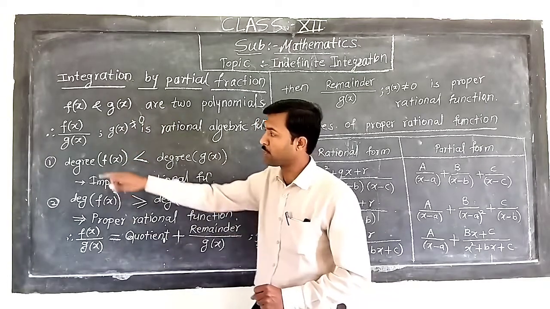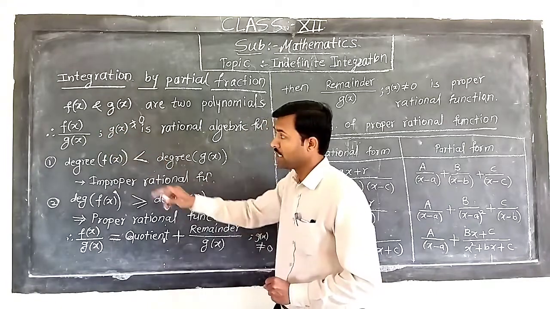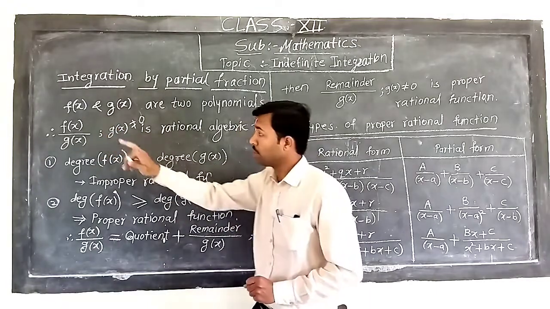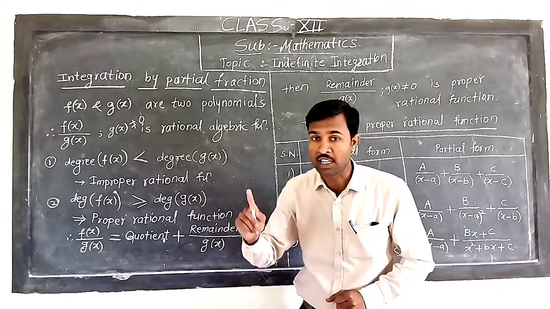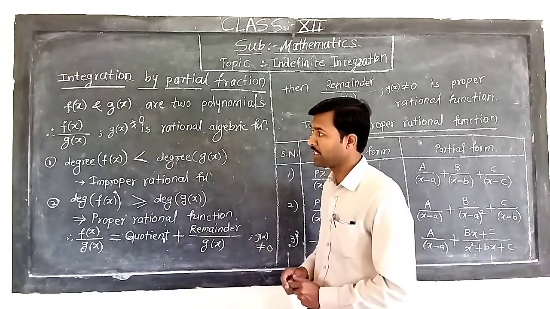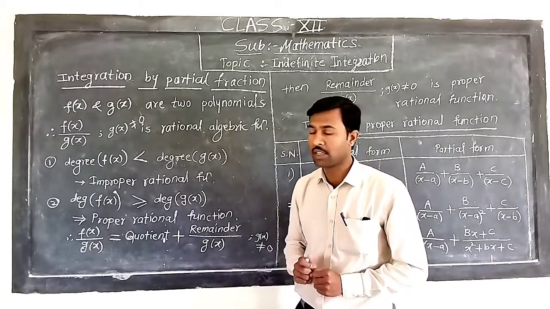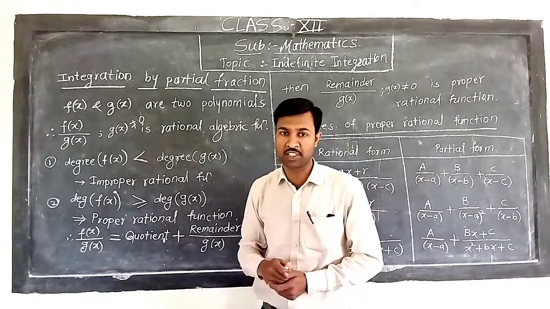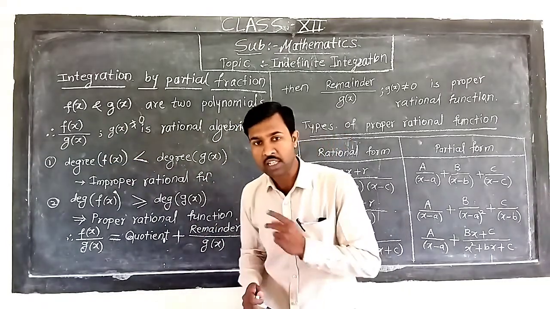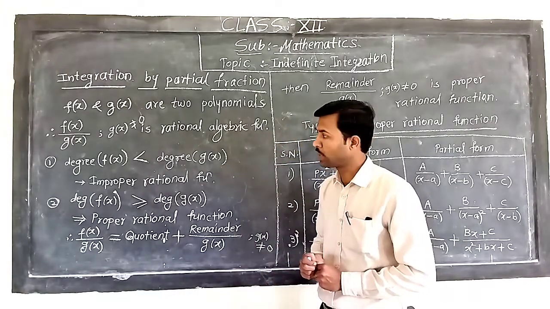Okay. So which form have I considered? I have considered f of x upon g of x. This ratio is called a rational algebraic function. Now friends, if you observe this ratio, there are two conditions. Maybe the degree of the numerator is greater or maybe the degree of the denominator is greater. Using these two conditions, there are two types of this rational function. Look here.